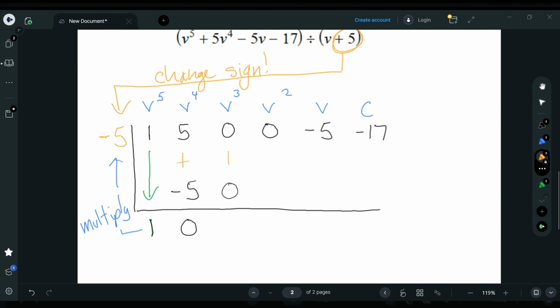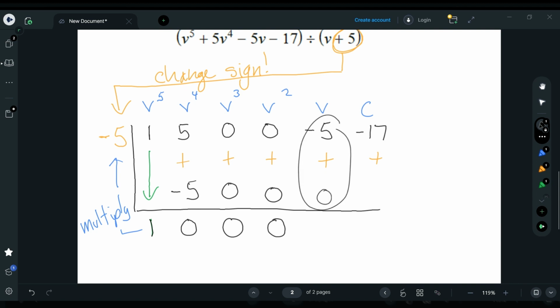And we add down the column. 0 plus 0 is a 0. Put that below the line. Multiply again. 0 times negative 5 is 0 again. And here we have 0 plus 0, and we get 0 again. All right, lots of zeros on this one. Let's do it again. Multiply the 0 times the negative 5, and we get 0. And now add down the column here. Negative 5 plus 0 is a negative 5.